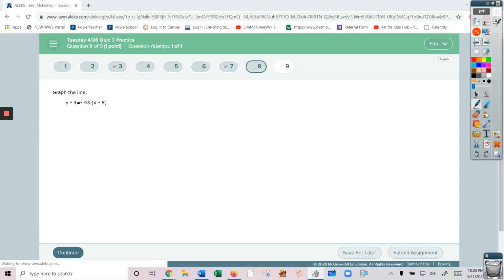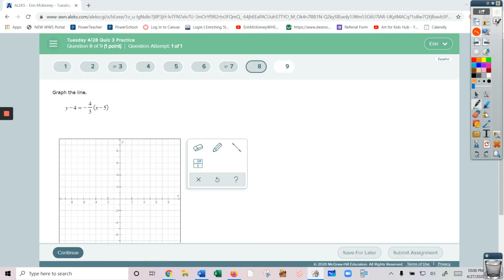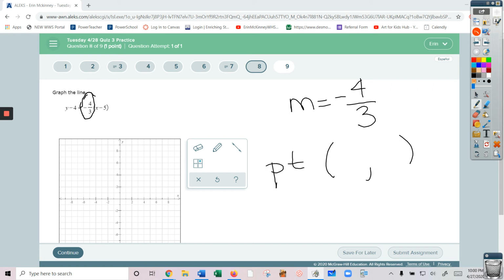Number 8 is going to be point slope form. So remember, in point slope form, there are two things we can find. We can find the slope, which is our m, and our m is always sitting in front of the parentheses. So our m is going to be negative 4/3. The other thing that we can find is an ordered pair, or an x comma y. Remember, our x is always sitting with our x, and our y is always sitting with our y.